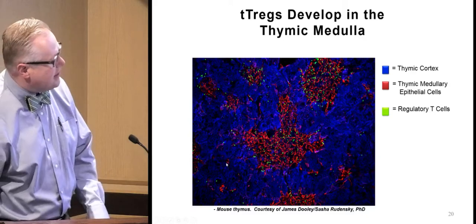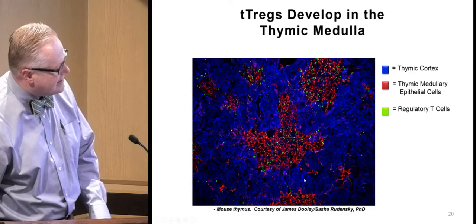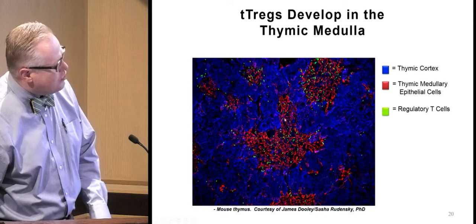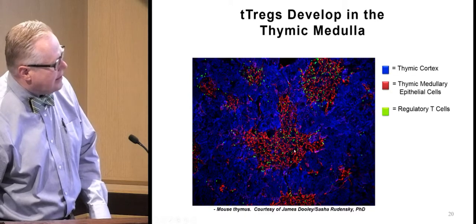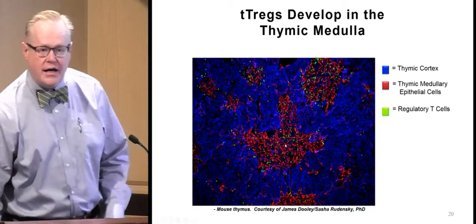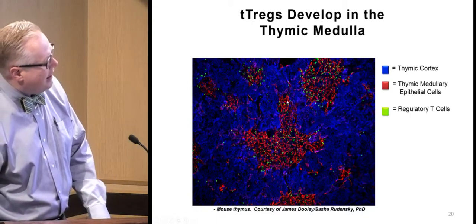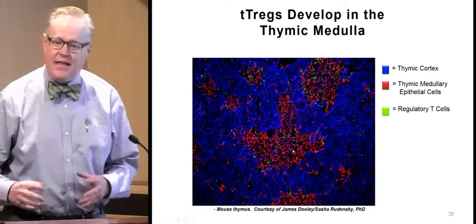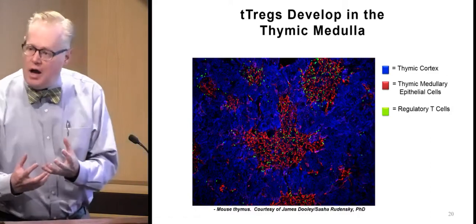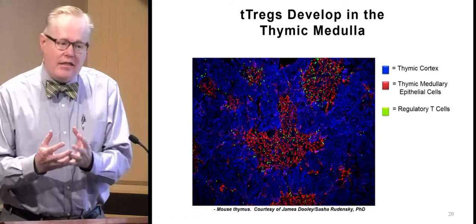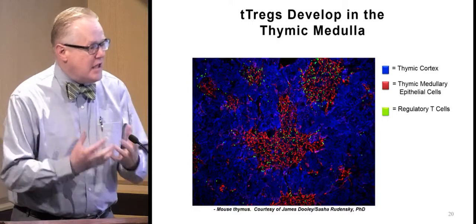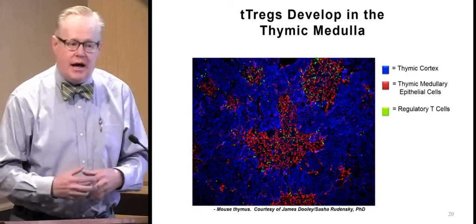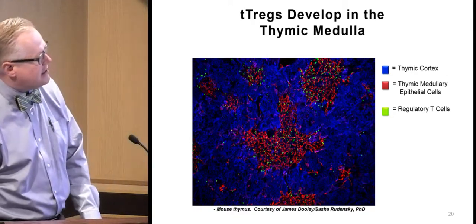This is a mouse thymus, and this is a picture from Sasha Rudensky. In blue here is the thymic cortex. In red is the thymic medulla, and the regulatory T cells are green in this picture. Okay, so you see that the regulatory T cells really are in the thymic medulla, and that's where they show up for the first time, and they get turned on. This program of being a regulatory T cell gets turned on there in the thymus, and then those T cells leave the thymus and are able to dominantly regulate other parts of the immune system out in the rest of the body.